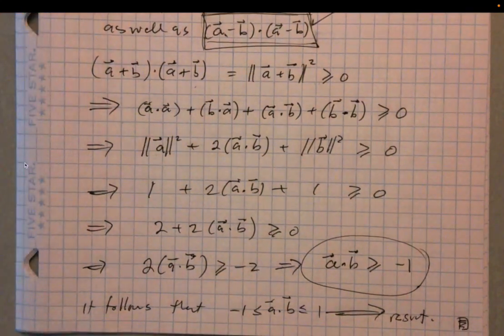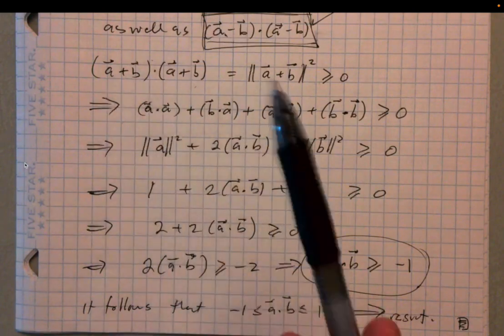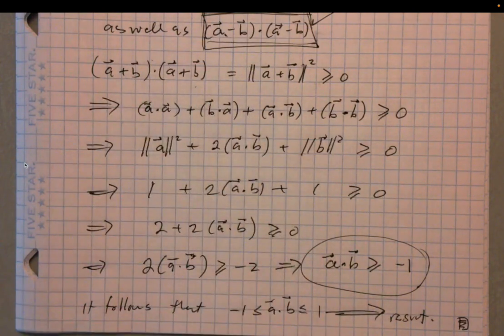Okay. So obviously, pause the video. Take a moment to make sure that you can perform that exercise. I think this is a good blueprint for how to do it, but you just change the identity you start with to a minus b dot a minus b. Okay. All right. Very good. That's the proof for the Cauchy-Schwarz inequality.